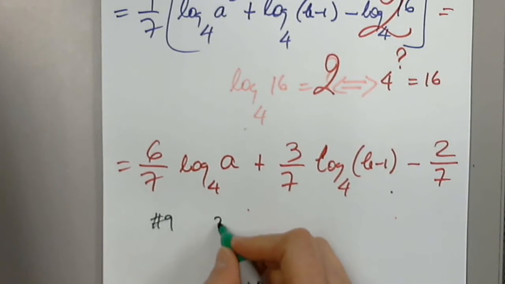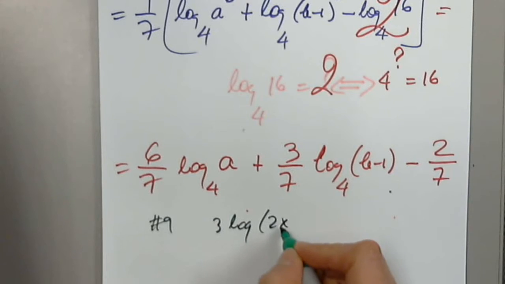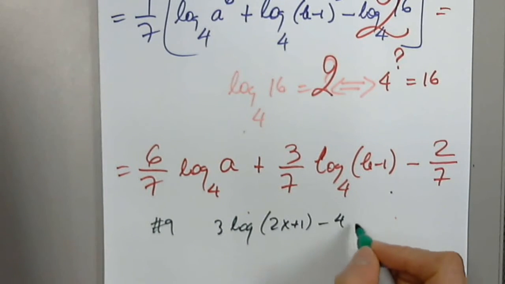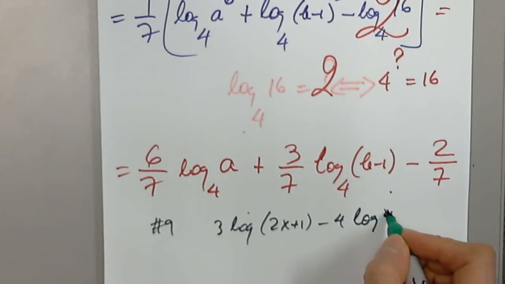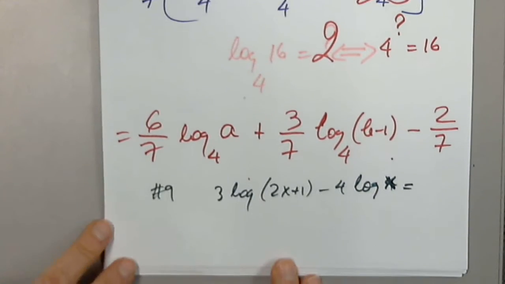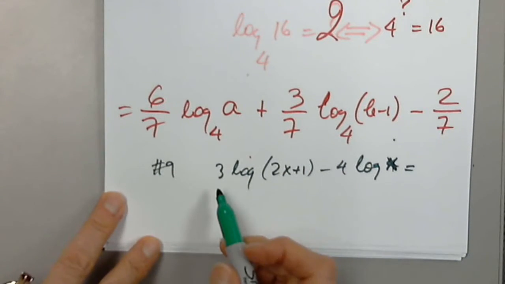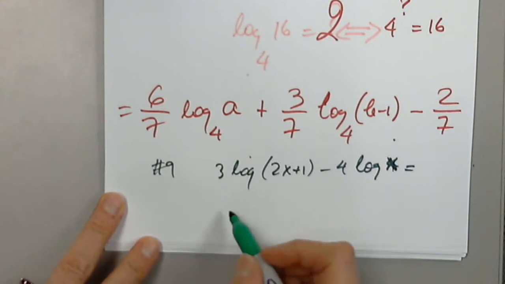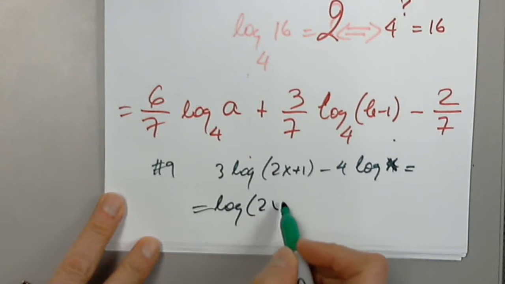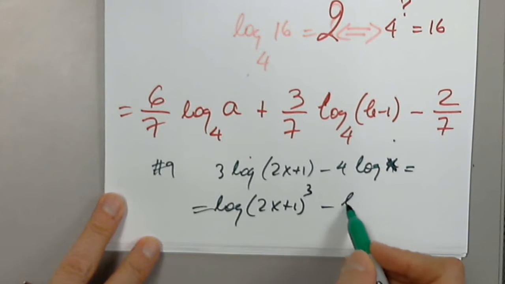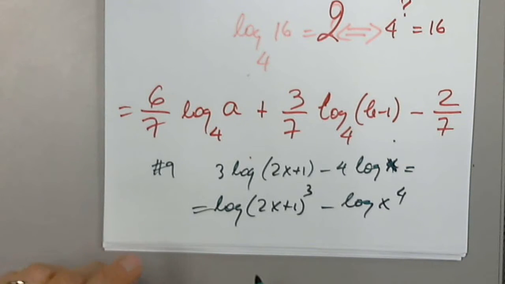Okay, so it's 3 log 2x plus 1 minus 4 log x, not 4, log x. Good. So this is exactly what we did. The number in front goes back now. So this is log 2x plus 1 cubed minus log x to the 4th. So the numbers in front go back where they came from, and they came from the power of those quantities. And since it's a difference of 2 logs, how do I replace this?